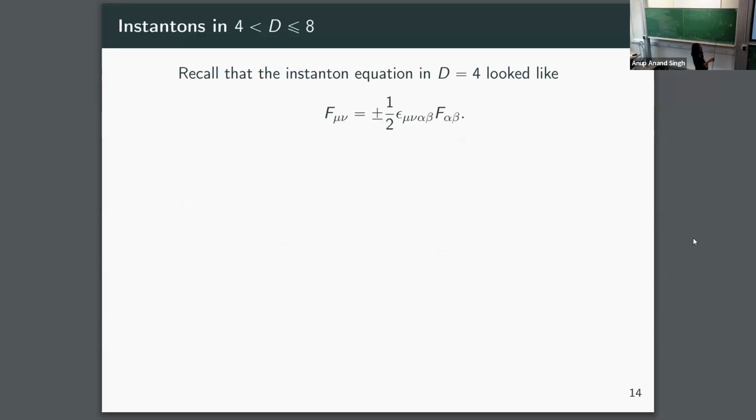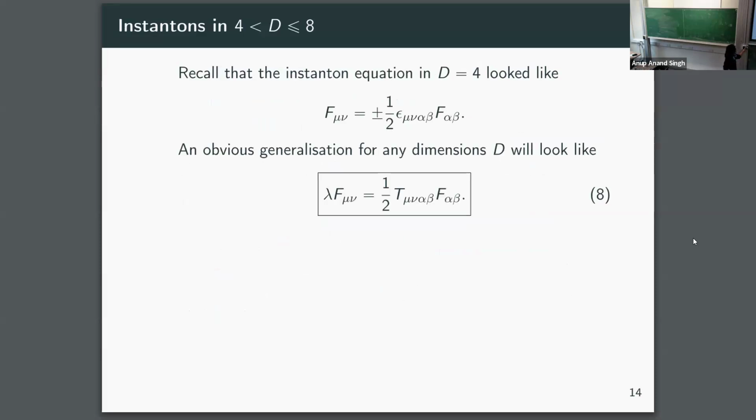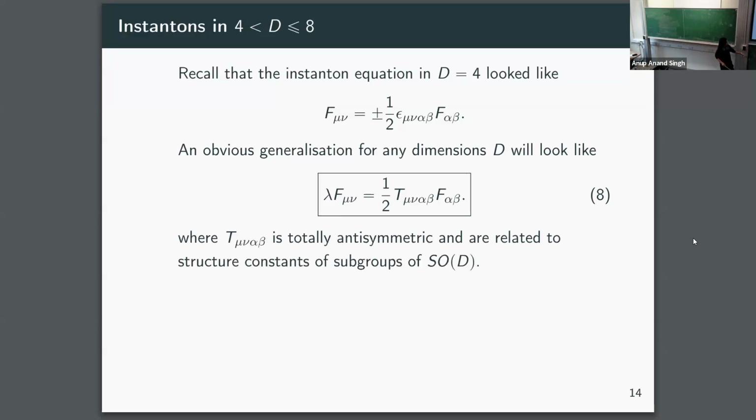First of all, that plus minus 1 times half, and another is this epsilon mu nu alpha beta. So a very obvious way to generalize it for any dimension d would be this plus minus 1, put it here as lambda. And instead of this tensor epsilon mu nu alpha beta, you consider a tensor T mu nu alpha beta. T mu nu alpha beta is totally antisymmetric and should be related to structure constants of some subgroup of SO(8), which works.